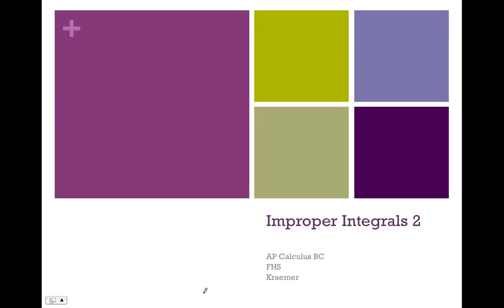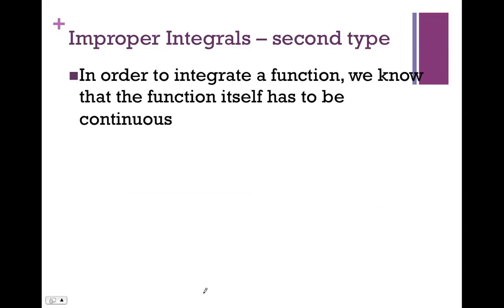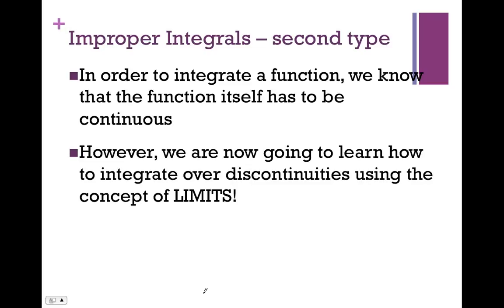Okay, so today we are going to be learning about the second type of improper integrals, which have to do with those infinite discontinuities. So in order to integrate a function, we know that the function itself has to be continuous, okay? Even when we were integrating all the way to infinity, we still needed that condition of continuity. However, we are now going to learn how to integrate over these discontinuities using, again, the concept of limits. Limits are not going away.